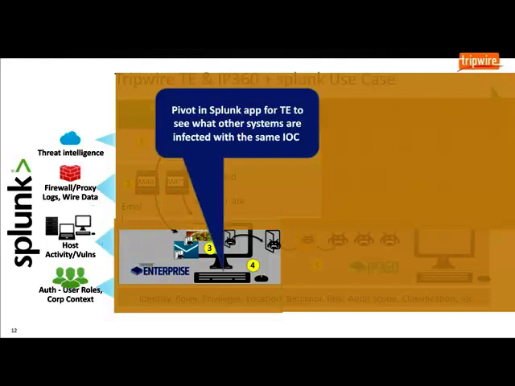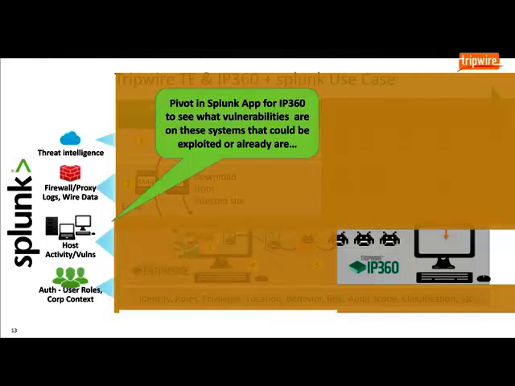These pivots mean we can look not only at the current state of the systems, but also look at them historically as well, perhaps indicating that this indicator of compromise has been dwelling for more than a few minutes or a few days. Knowing that information is going to be critical to cleaning out the infection and recovering from it. Further, the IP360 app for Splunk allows for pivots from the vulnerability and asset information into IP360 Focus, which uses dimensions of application, operating system, vulnerability, network name, and network port associated with the nodes in Splunk.